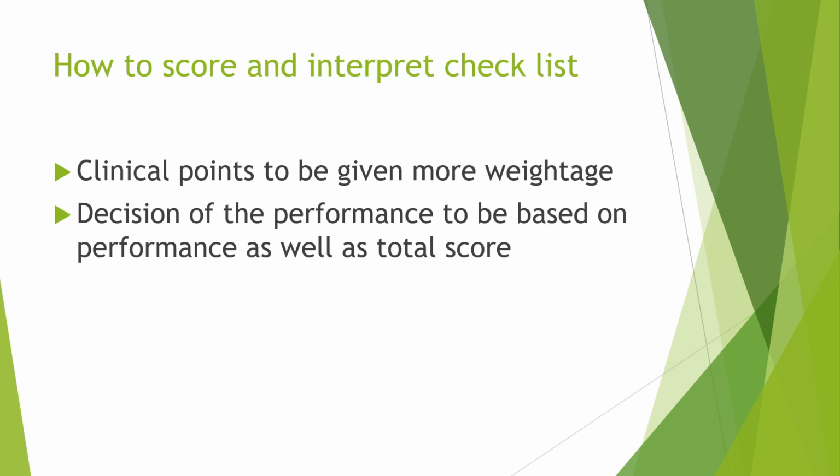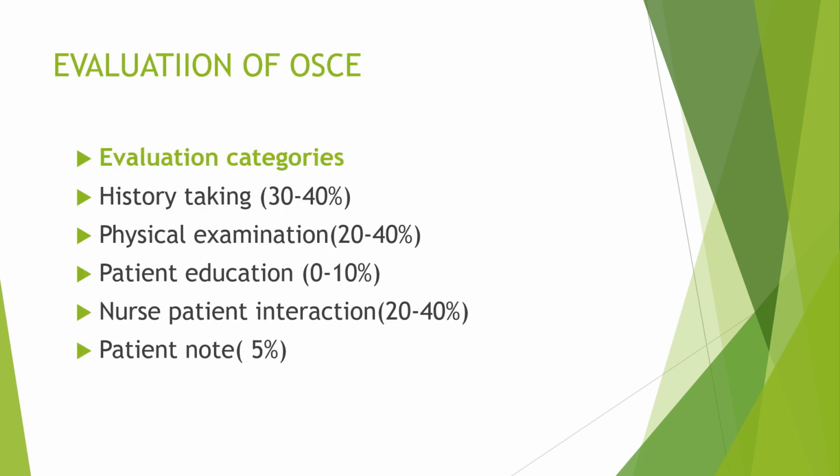And how to score and interpret the checklist. When you are giving marks in the checklist, we have to give more weightage to the clinical skills when compared to the communication or interpretation. More weightage should be there for the clinical points, that is, for the skill stations. And this decision should be based on the performance as well as the total score.